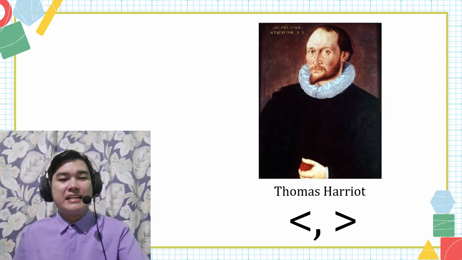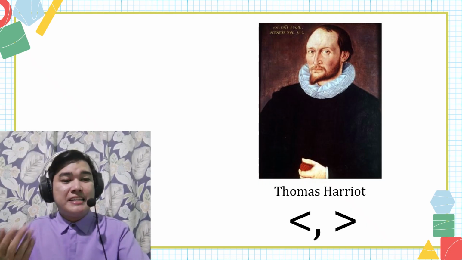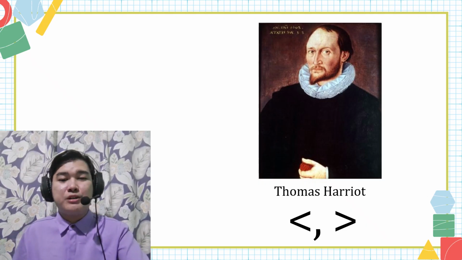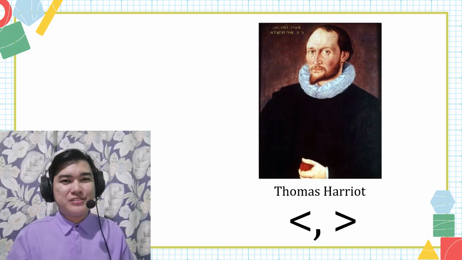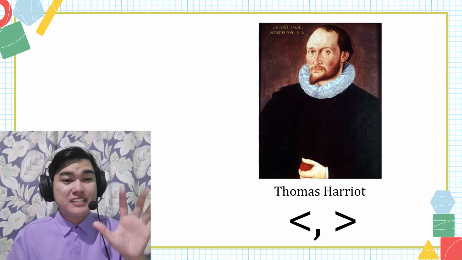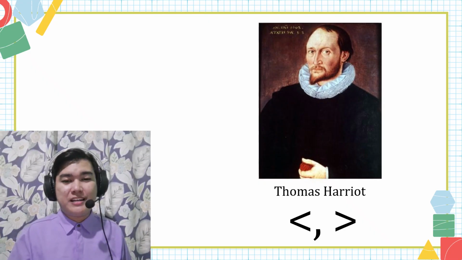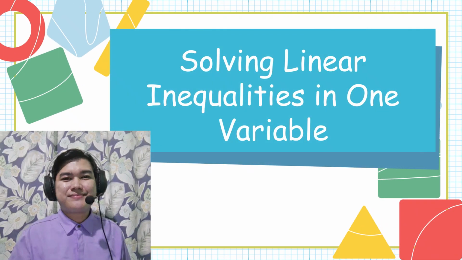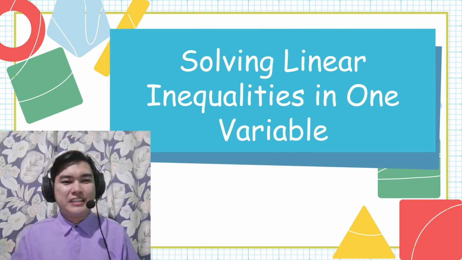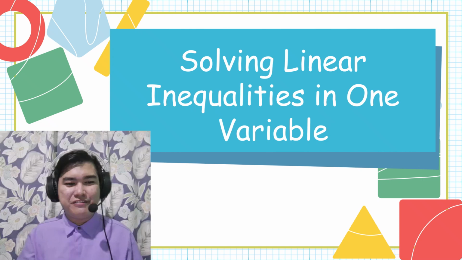This means that even if people speak different languages like Filipino, English, or Spanish, they can all look at these symbols and understand exactly what they mean. Because today we are going to talk about these symbols, and our lesson is all about solving linear inequalities in one variable.